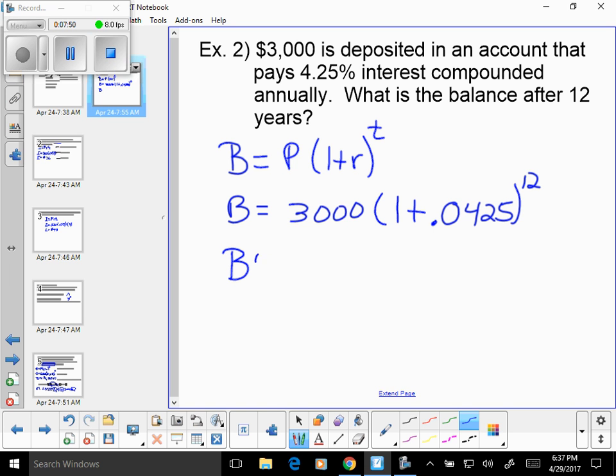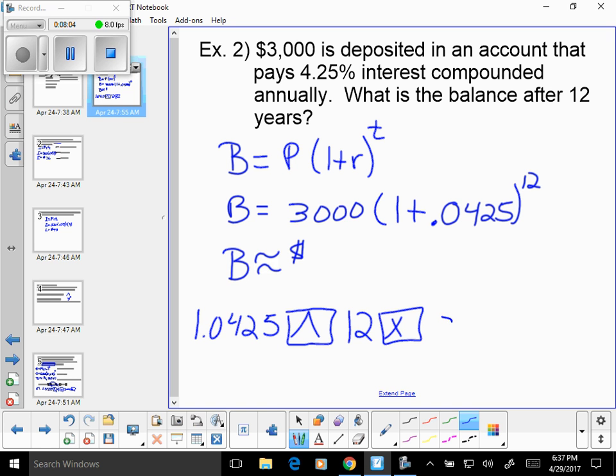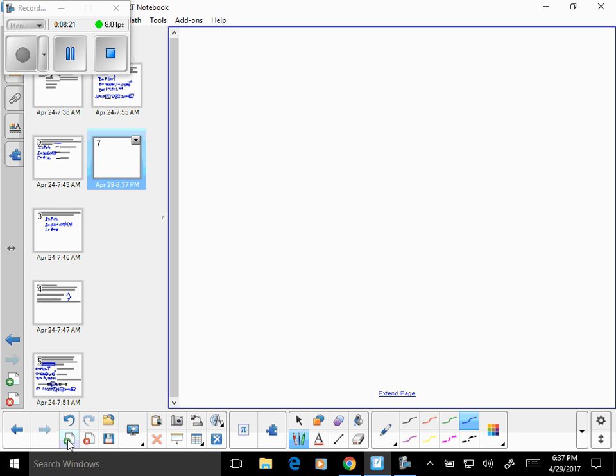Now here again, what I would do is put 1.0425 into the calculator, then your power key, then 12, then times 3,000, and press equals. And here's where you get the 4,943.49. Now sometimes they are going to give you your time in months. The truth is, though, we need years.